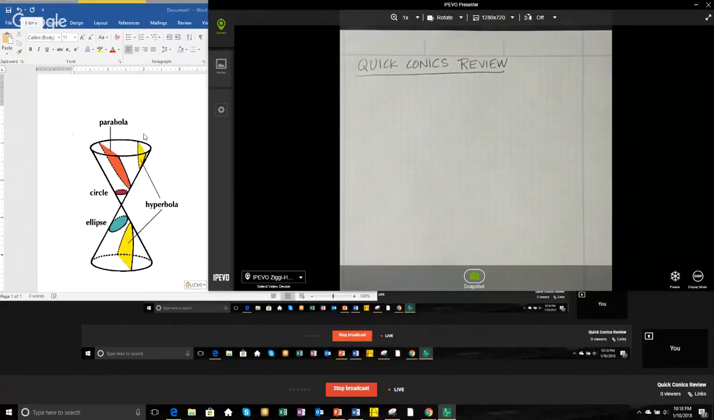And then if you slice a cone parallel to the vertical axis and you slice both cones, you're going to get a hyperbola. So those are the conic sections that we're going to talk about really quickly on how to graph. All right, and the first one we're going to talk about is the circle.